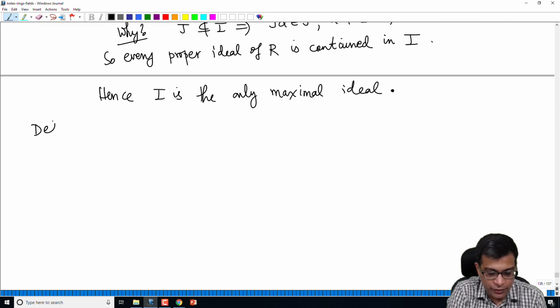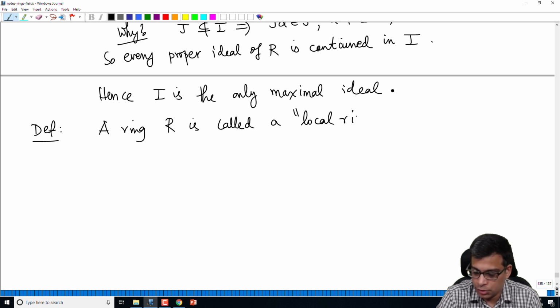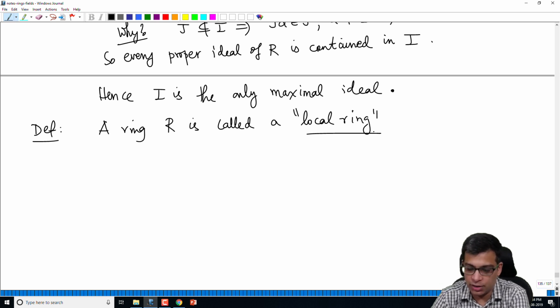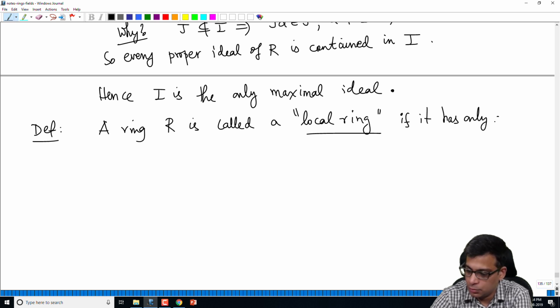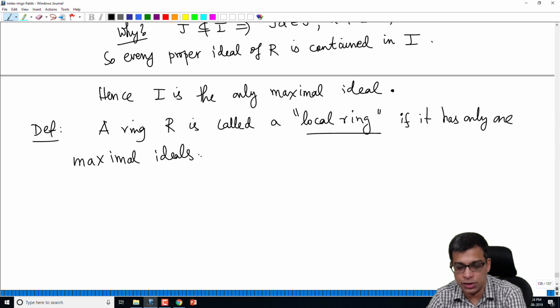So there is an important definition for you. A ring R is called a local ring. This notation is related to algebraic geometry, where such things are studied. R is a local ring if it has only one maximal ideal. Every ring has a maximal ideal, by Zorn's lemma we proved earlier. If there is exactly one maximal ideal, it's called a local ring.